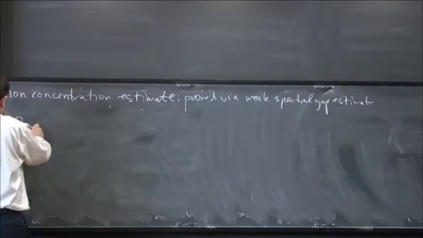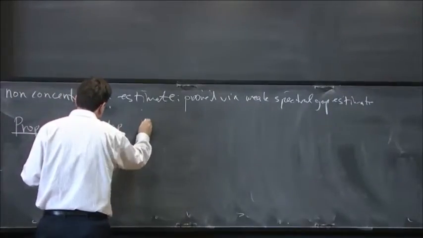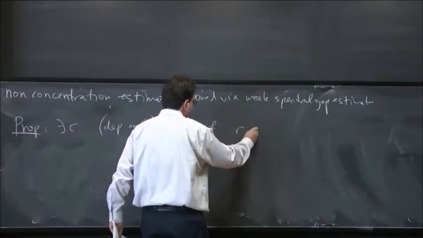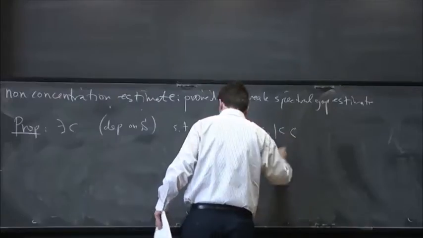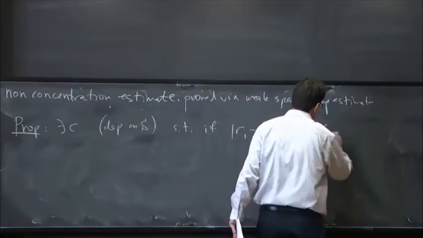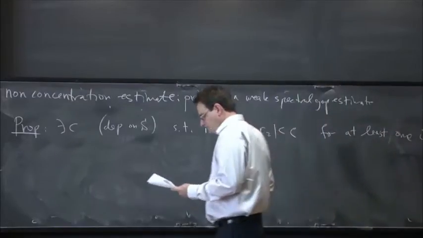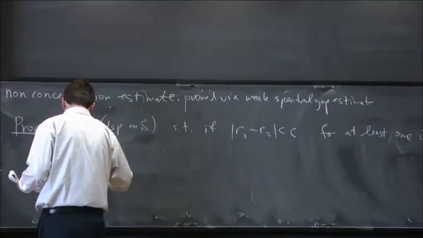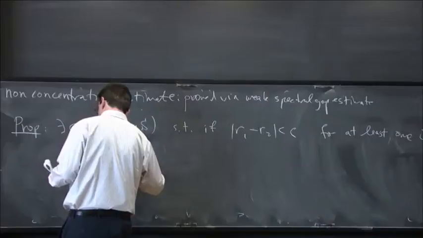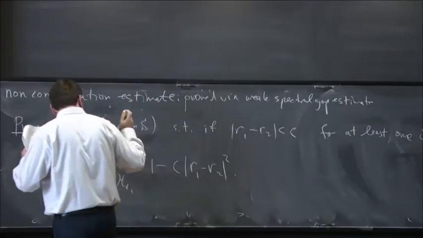Let's call it a proposition. There's some constant c depending on my generators, such that if I have two parameters which are close to each other, maybe large but close to each other, for at least one of them I have some kind of effective bound on the norm.